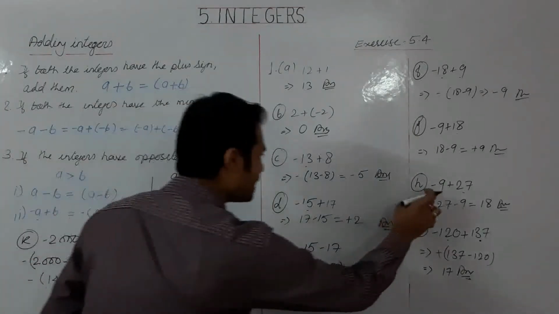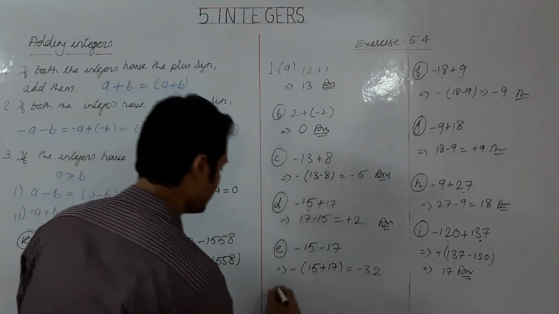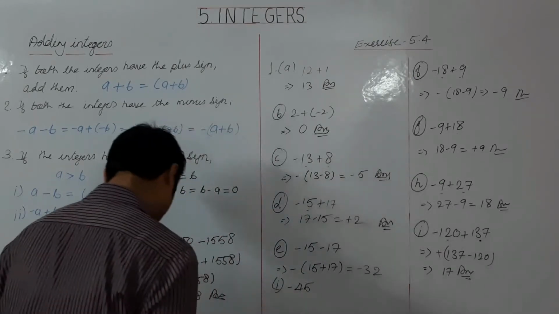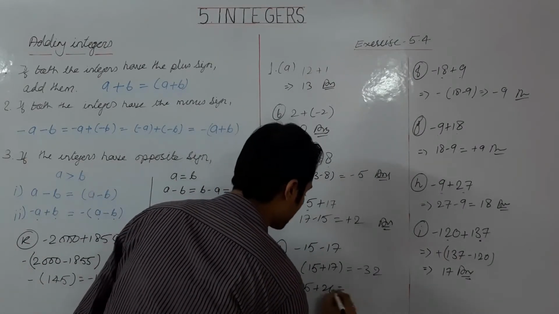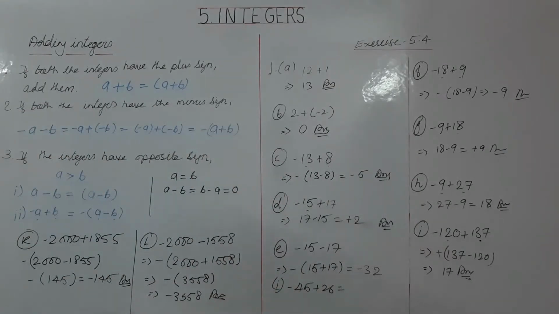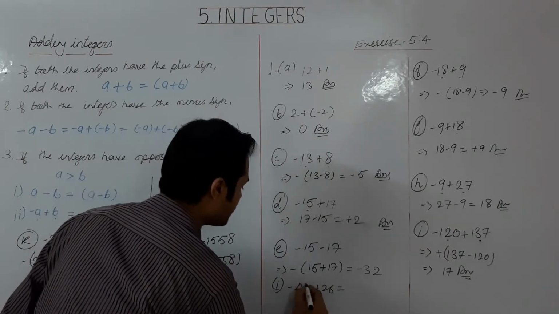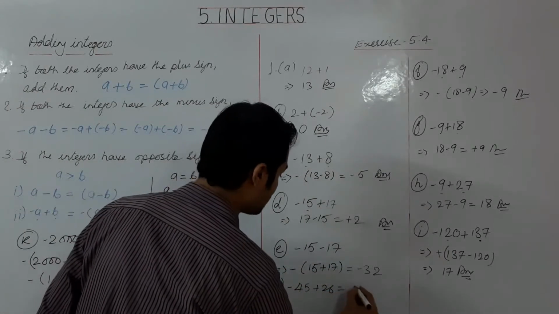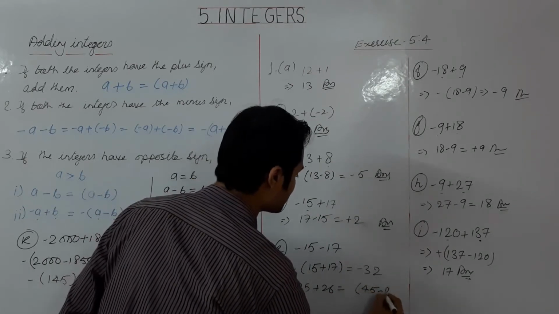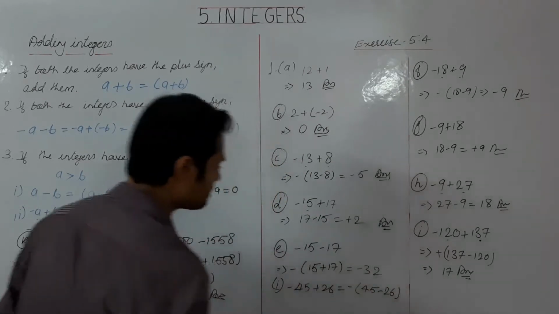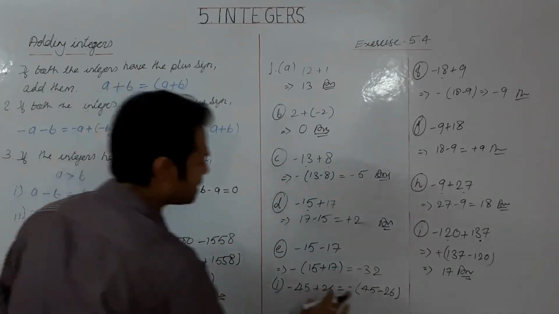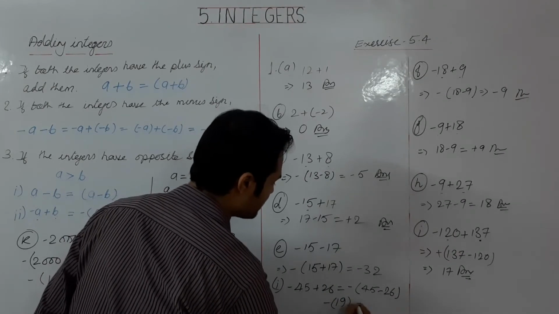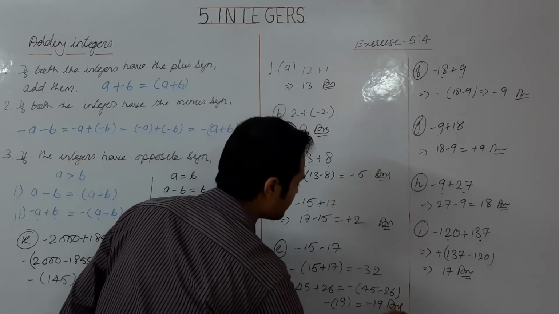And one more mistake, after H, part I is minus 45 plus 26. Here 45 is negative and 26 is positive. So what to do? 45 minus 26, subtraction with a negative sign. So the total is 45 minus 26, 19 with a negative sign, or minus 19 is your answer.